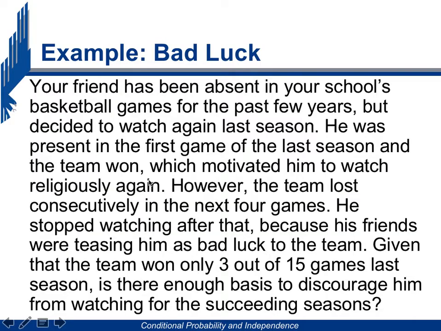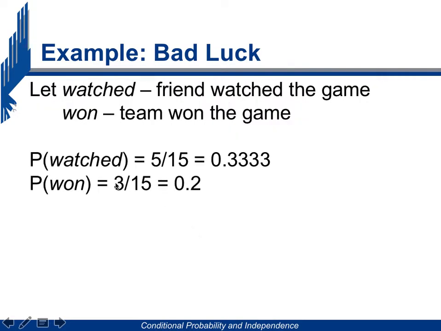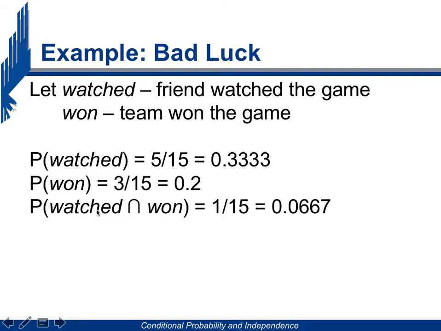Now we can also get here the probability that the team will win in a randomly selected game. So out of all the 15 games, the team won only 3 times. So the probability of W must be 3 over 15 or 0.2. Now we can also get the probability of the intersection of the two. So among all the 15 games, there was only 1 game wherein your friend watched and the team won at the same time, making the probability of the intersection of these two events equal to 1 over 15 or 0.0667.